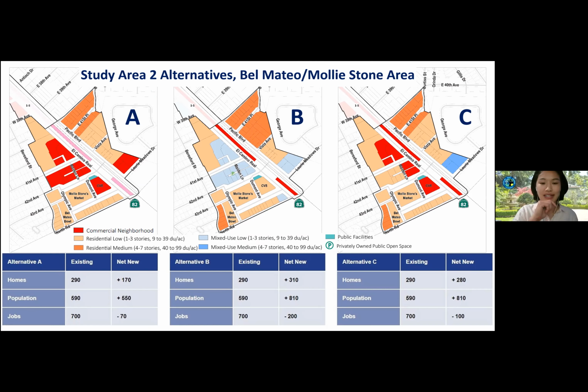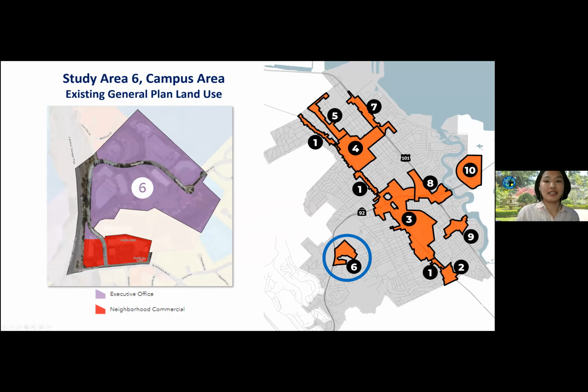I can move on to the next study area if there are no more comments. Okay, I don't see any more. Okay, thank you, Mary. So the next study area, number 6, this is the Campus Drive area. It's mostly characterized by office uses along Campus Drive. There's an existing commercial Lowerwood Shopping Center on the south.